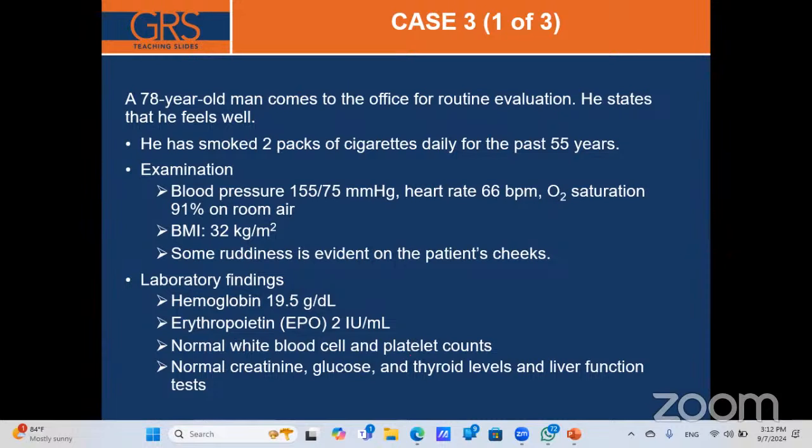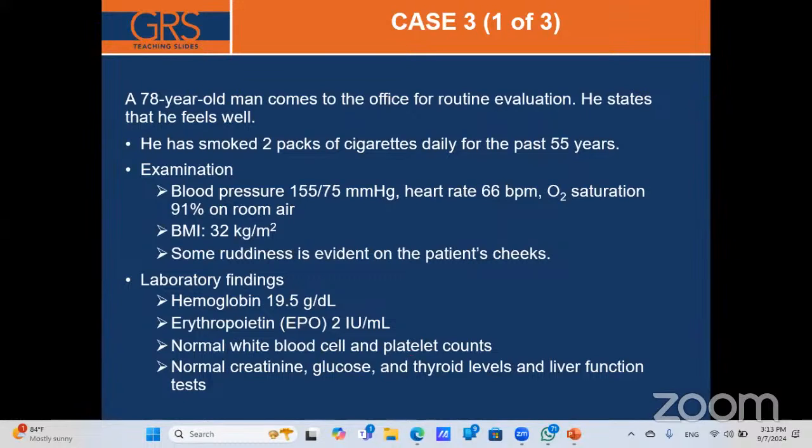The laboratory findings show a hemoglobin level of 19.5 grams per deciliter. Erythropoietin level is 2, which is low, with normal white blood cell and platelet counts, and other normal metabolic panel: creatinine, glucose, thyroid level, and liver function tests are normal.